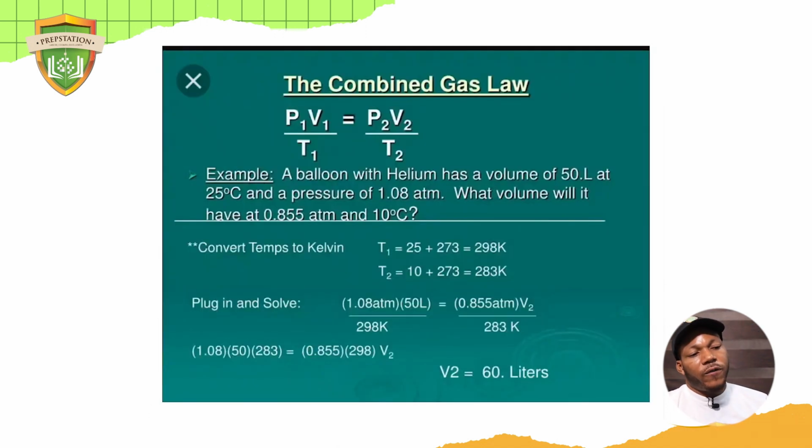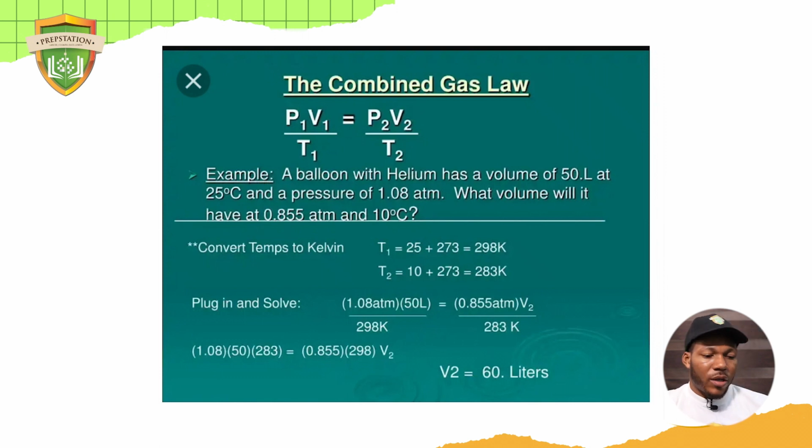Now let's take one example of this law. A balloon with helium has a volume of 50 liters, which is your volume, at 25 degrees Celsius. That is your temperature, and a pressure of 1.0 atm, atmosphere. What volume will it have at 0.855 atm and 10 degrees Celsius? Note, you will never use temperature in degrees Celsius while solving problems in gas laws. You must convert them to what? To Kelvin. How do you do that? Add 273, which is the standard temperature of a gas.